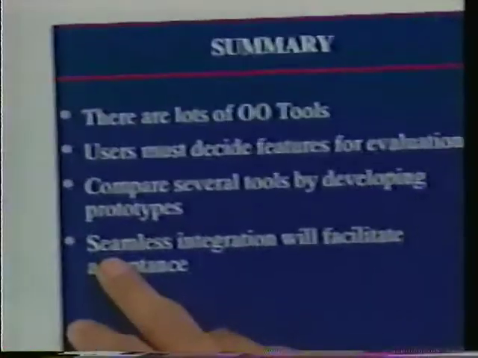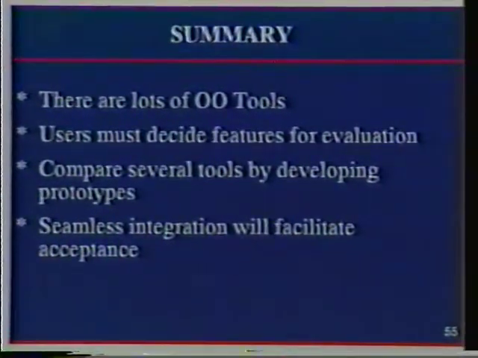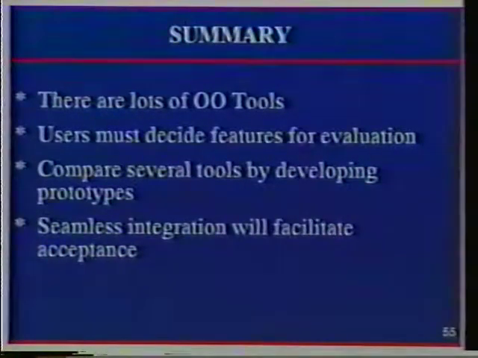So to summarize, there are lots of object-oriented tools, and users must decide features for evaluation. They must get a golden set of features, then give weights to these features and evaluate based on them. The best way to get to know these databases and programming languages is to compare several tools by developing prototypes, and a seamless integration with already existing applications will facilitate better acceptance of these object-oriented systems by the users. Thank you, and in module 5 we'll talk about a number of applications that we have developed using some of the tools that I have just mentioned.